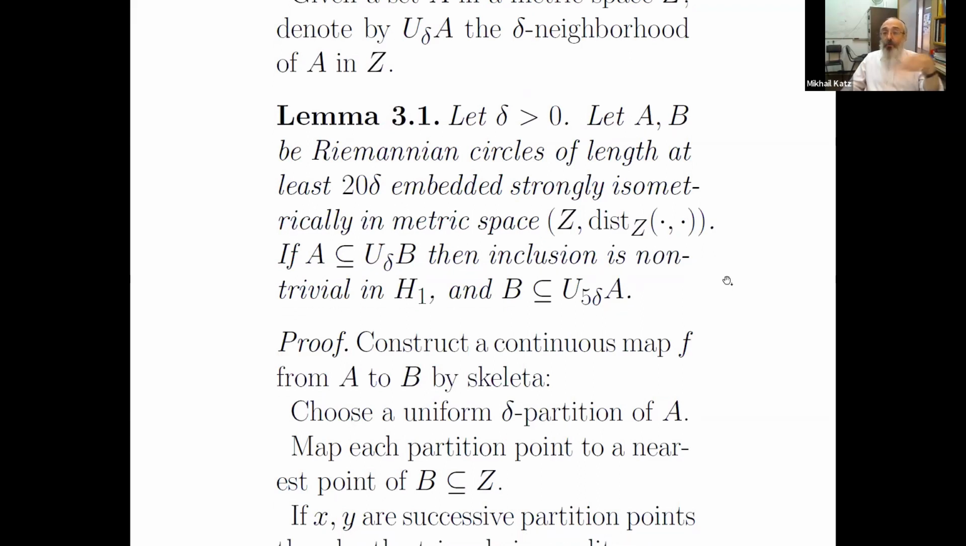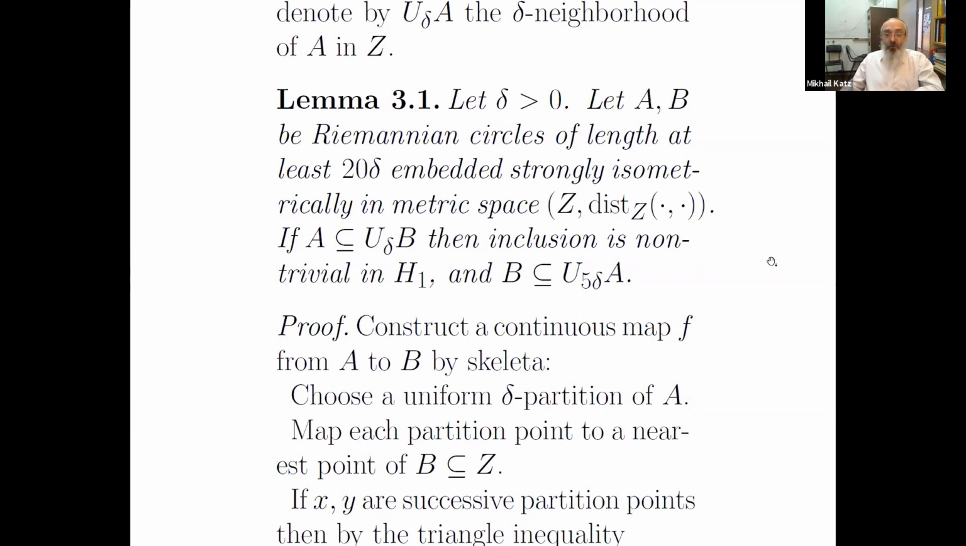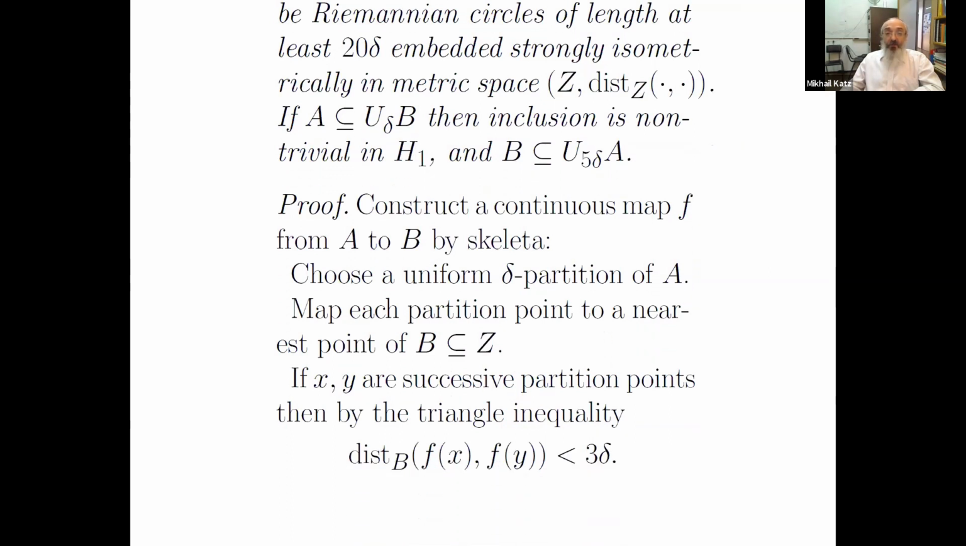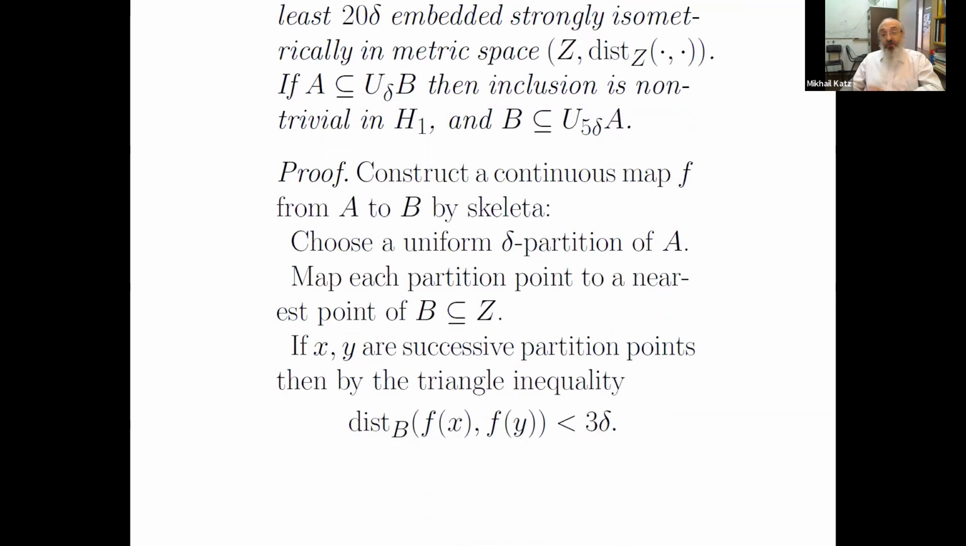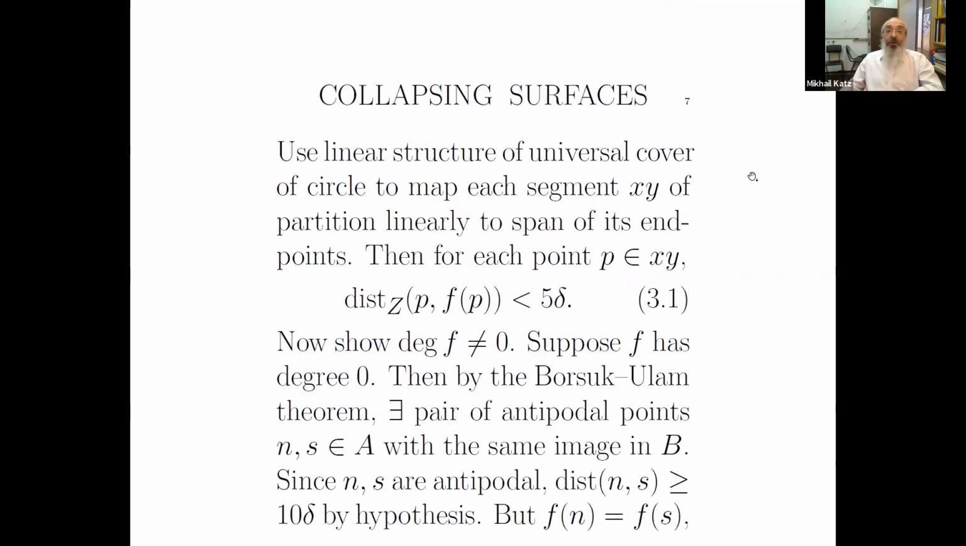First, we choose a uniform delta partition of A, a sufficiently fine partition. And then we map each partition point simply to the nearest point of B. We start mapping one circle to the other by mapping each point of the partition to the nearest point of the other circle. And if x and y are successive partition points, then just by the triangle inequality, we get a bound on the distance between their images on B, which is less than 3 delta. And now we can use the linear structure of the segment to send the segment to the span of their images in B.